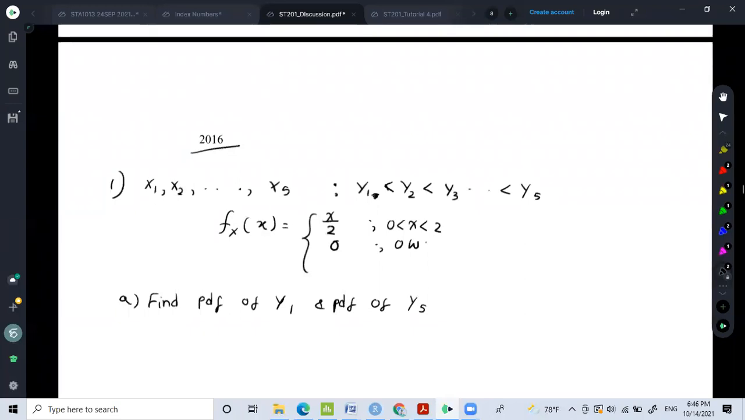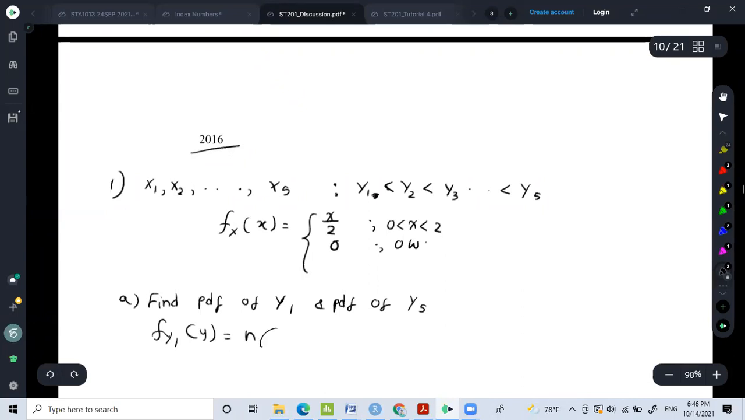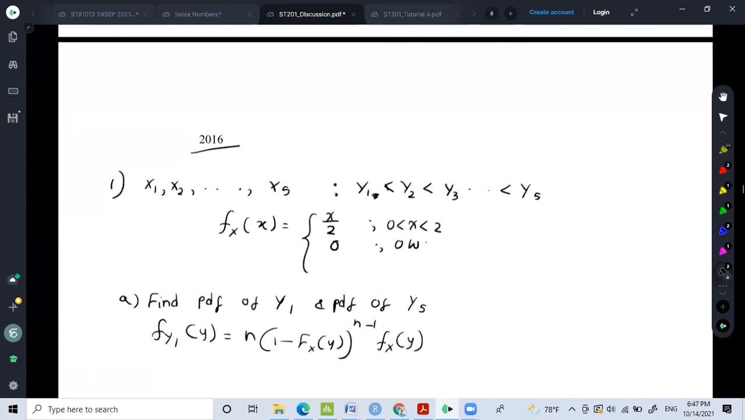Okay. So if y1, y will be this. Now, if you can't remember this, or if you are not memorizing it, that's okay. You can straight away derive it and get it. It won't take much time, right? Deriving this won't take much time. N is 5.